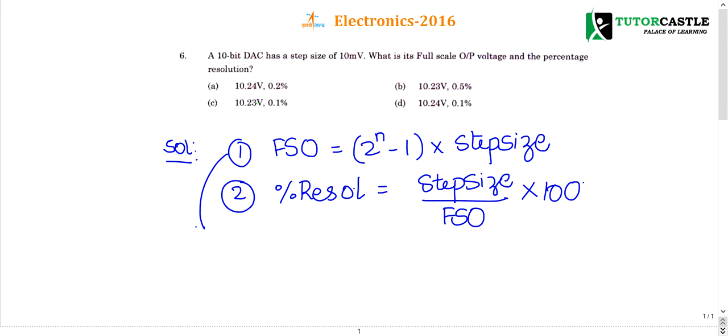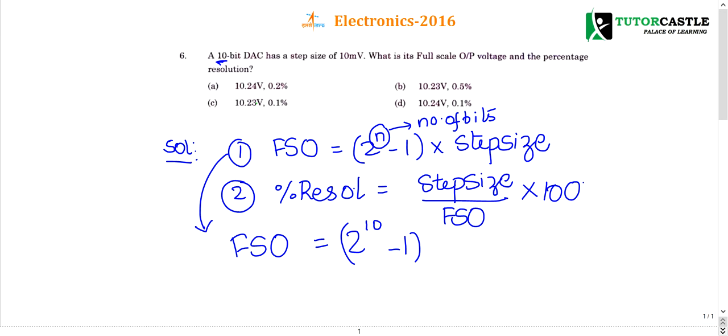So on considering this first formula, FSO, full scale output, is nothing but 2 power n minus 1. N indicates the number of bits of the DAC. Here it is given that it is a 10-bit DAC, you can see. So 2 power 10 minus 1 into step size. Step size is given as 10 millivolts. On simplifying this, you will get an approximate answer of 10.23 volts.